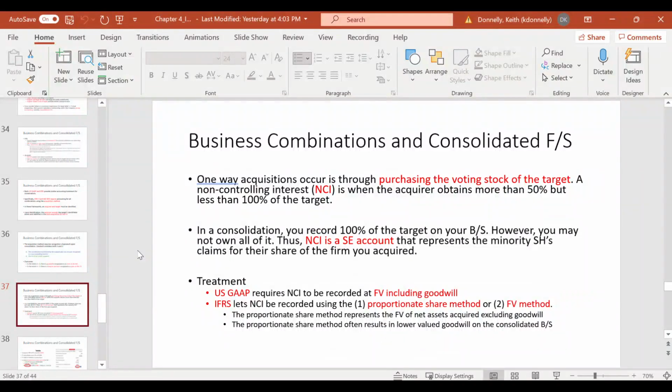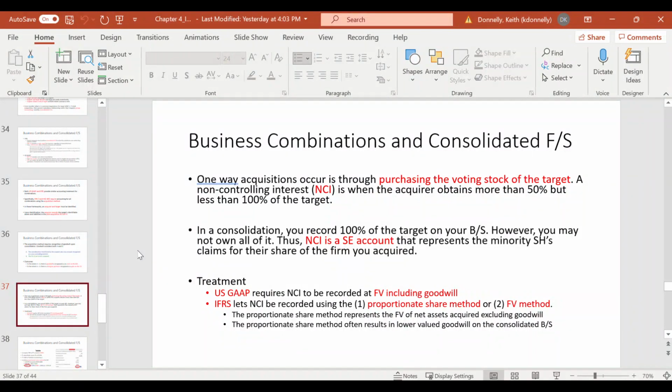So as we've indicated, one way you can have an acquisition is through purchasing the voting stock of the target. In this case, though, you may not necessarily buy 100% of the target. You could buy 100% of the stock, but maybe you don't. So in situations where you acquire more than 50% but less than 100%, we're going to have an NCI involved, a non-controlling interest. Basically what happens on the consolidation, you're going to record 100% of the target on your balance sheet, even though you don't own all of it.